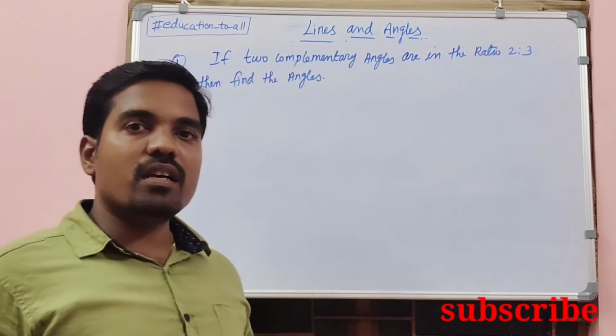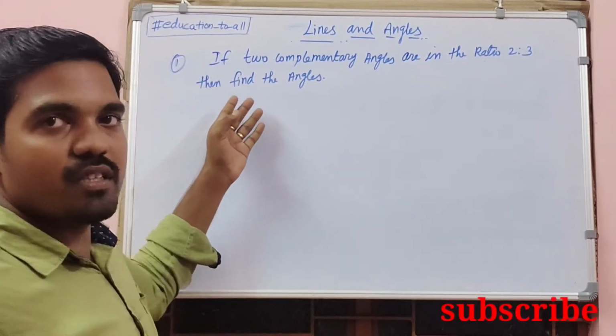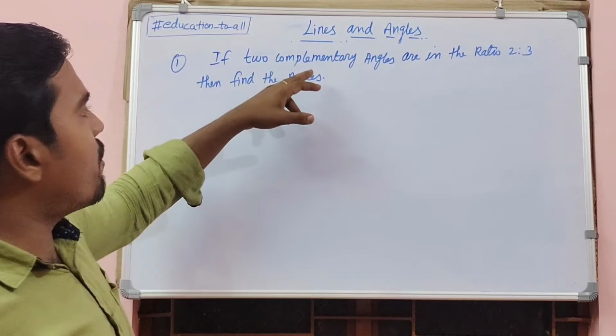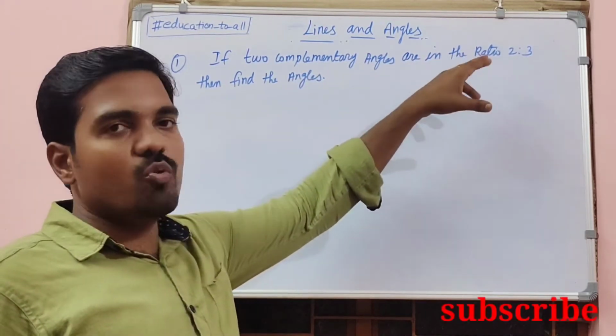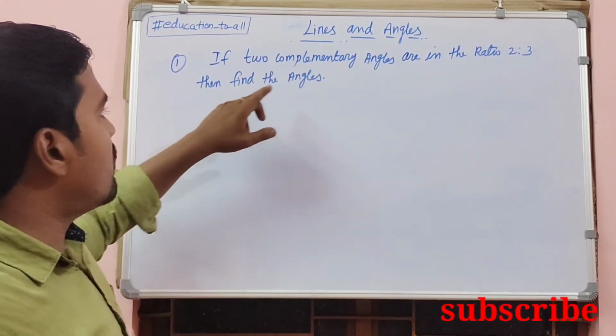Next, now angles are given in a ratio, so how can we solve that? Here I have attached one question. If two complementary angles are in the ratio 2:3, two complementary angles, so mind the word, then find the angles.